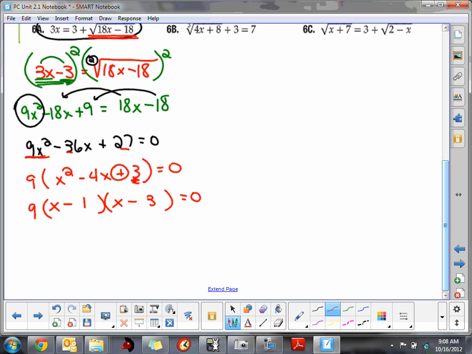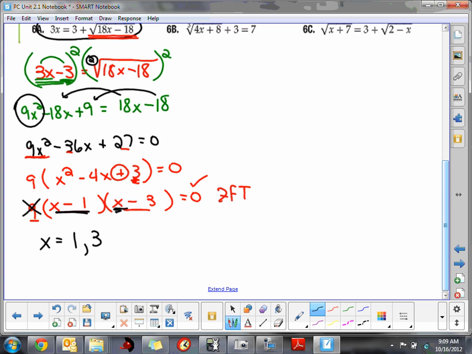Okay, now we're going to apply our zero factor theorem at this point, which means if we've got 1, 2, 3 numbers that are multiplied together and our answer is 0, one of these 3 numbers has to be 0, and I know it's not 9. So what can I put in for x to make this equal to 0? And our answer is 1. And what can we put in for this x to guarantee an answer of 0? And that answer is 3.